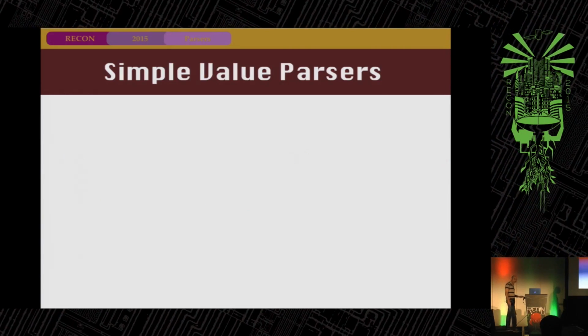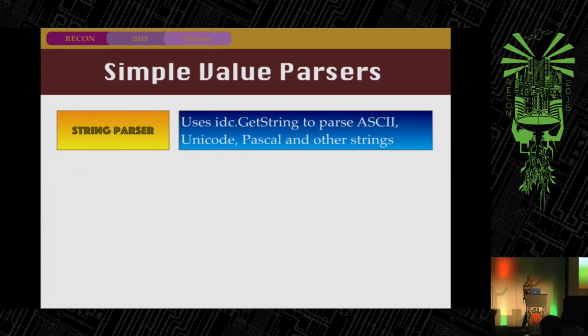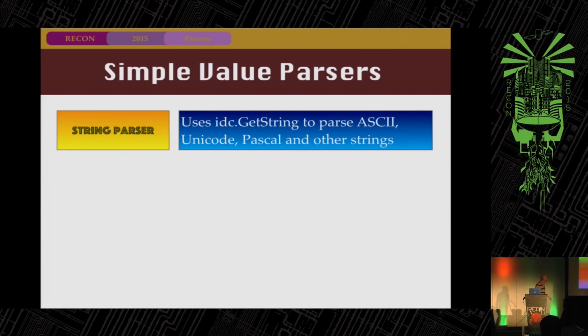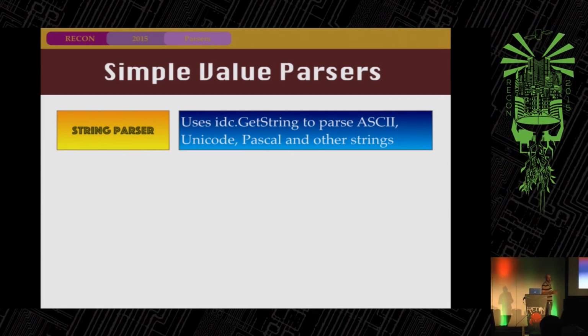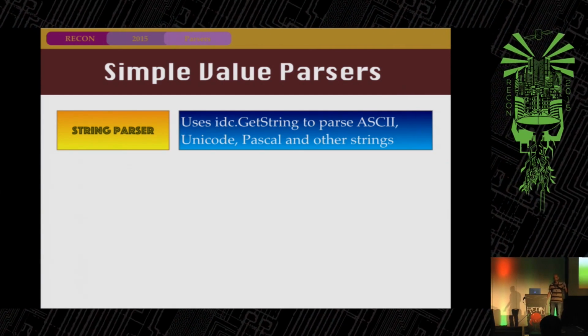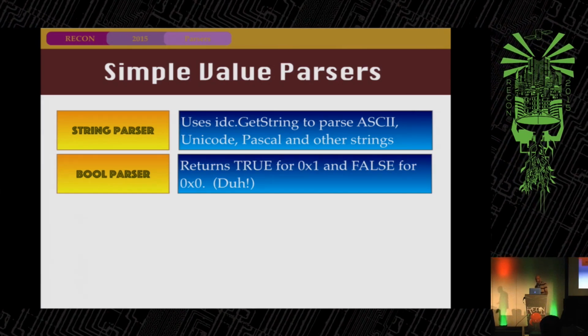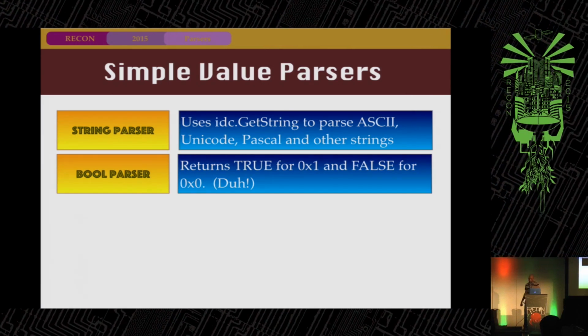So let's start with the simple value parsers, which are the string parser, as you've seen before. Now, in here, we actually use the IDC get string, which helps us to parse ASCII strings, Unicode strings, Pascal strings, and a whole other bunch of strings that I really don't know anything about, but we do parse them. Boolean parser, as you've seen, 1 is true, 0 is false, pretty easy.